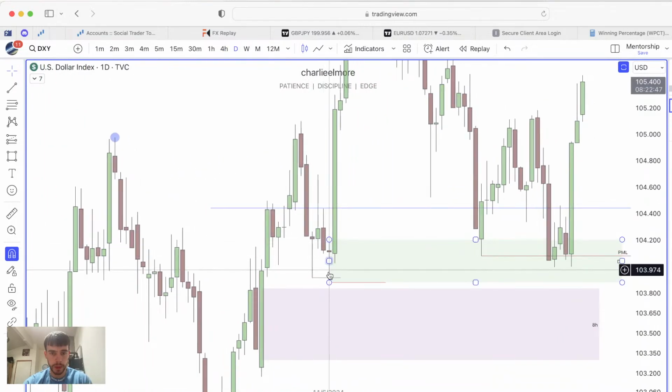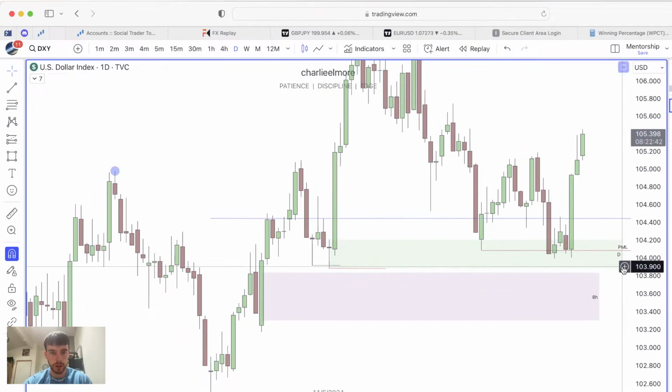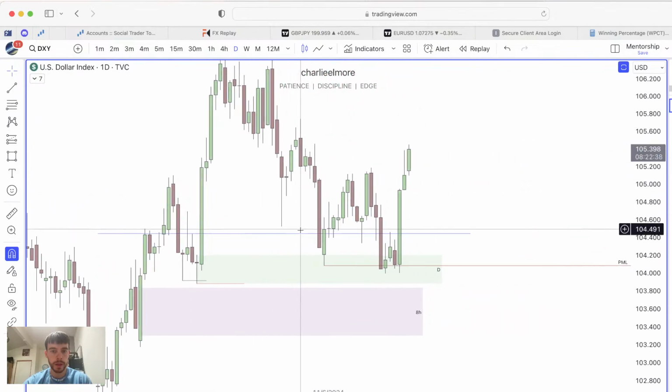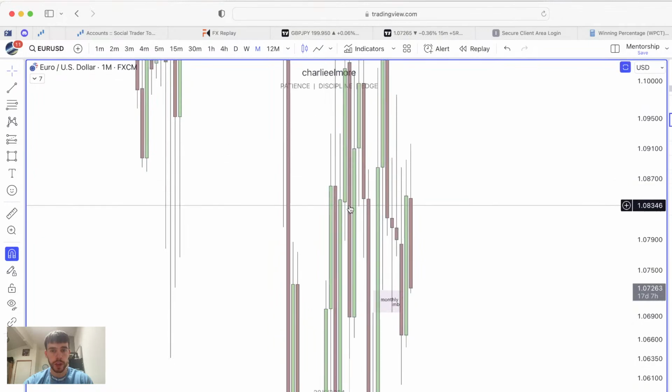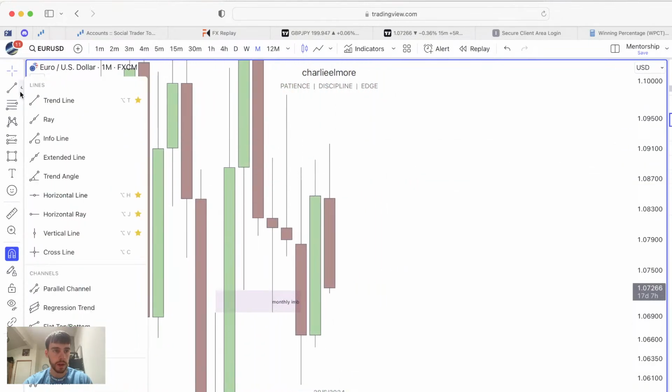Because this POI took liquidity before going in the other direction. It took out that low before shooting to the upside. For those of you that follow along closely, you will know that I had this marked on for a couple of weeks now, and price has reacted from it very nicely. Also took out the previous monthly low. Vice versa on EU, we took out the previous monthly high right there.